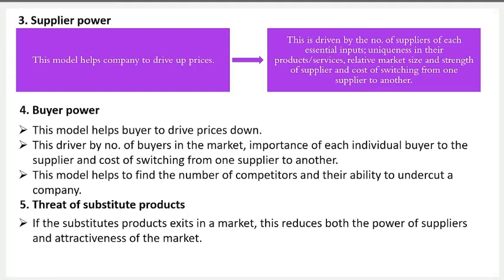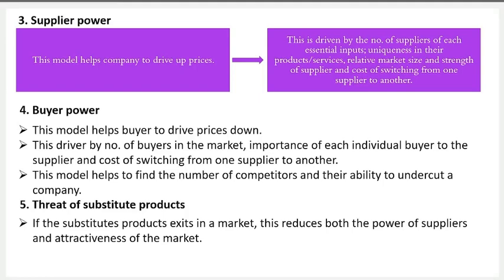Buyer power. This model helps the buyer to drive price down, and this is driven by the number of buyers in the market, importance of each individual buyer to the supplier, and cost of switching from one supplier to another. In the buyer power section, the price can go down, and they generally check the buyers in the market, like how many buyers are in the market, and the importance of each individual buyer to the supplier.